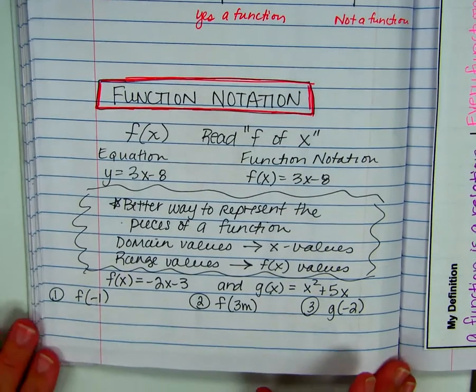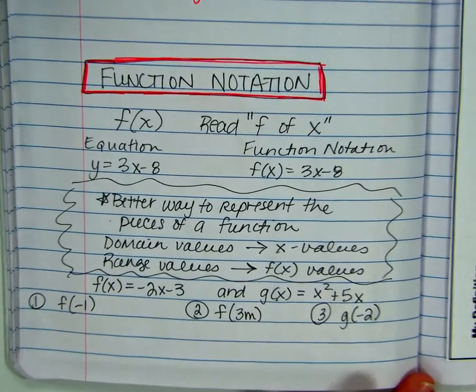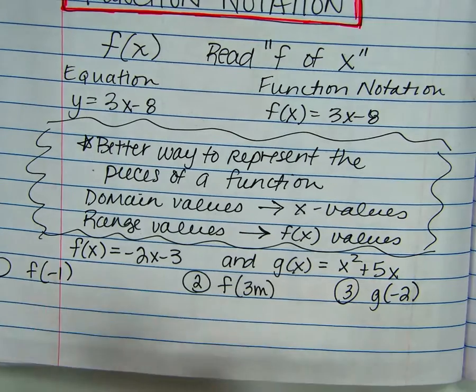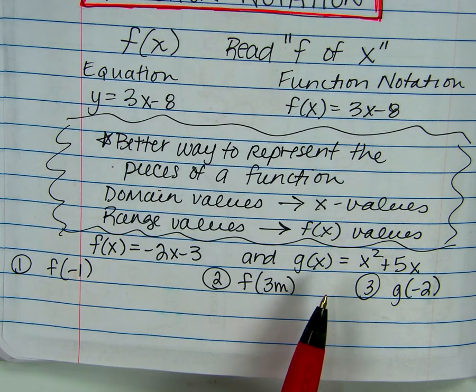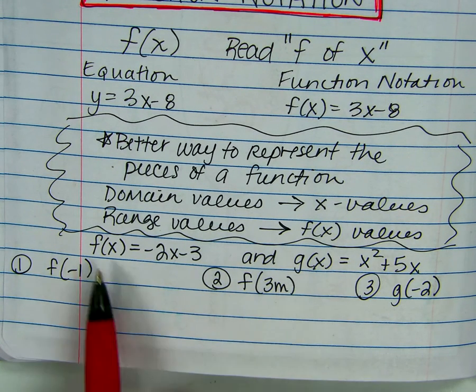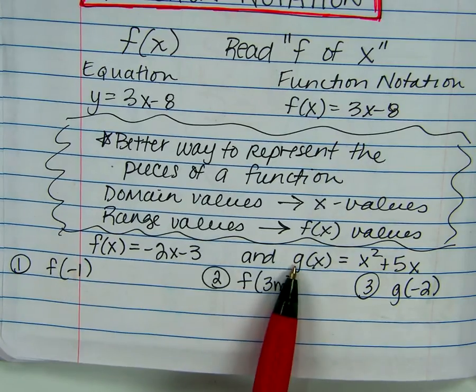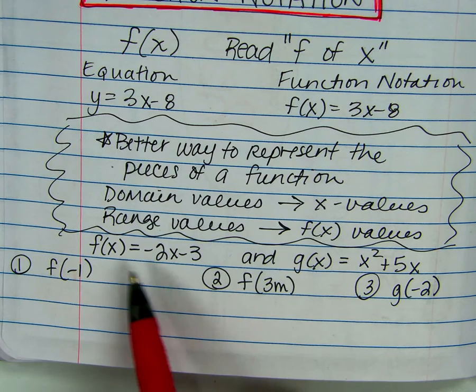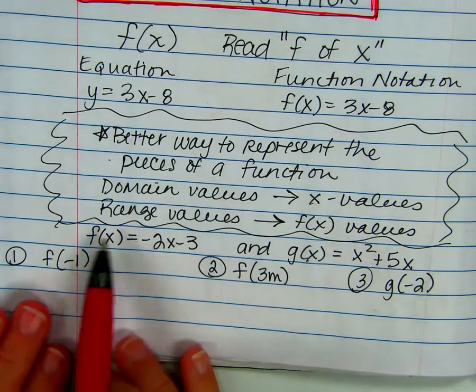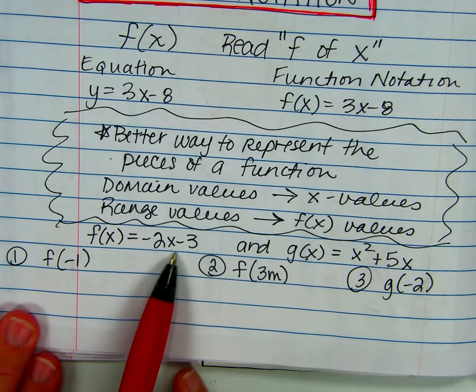So I have a couple of functions here. Let me zoom in. I have two functions, f of x and g of x. And here's the deal with function notation. I don't have to use f. I can use g, I can use h, I can use any letter of the alphabet. I wouldn't even have to use x on the inside. Okay, but I do. All right, I know that f of x is equal to -2x minus 3.